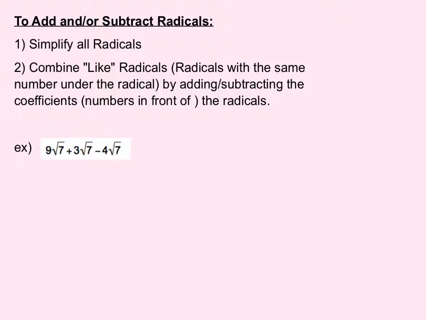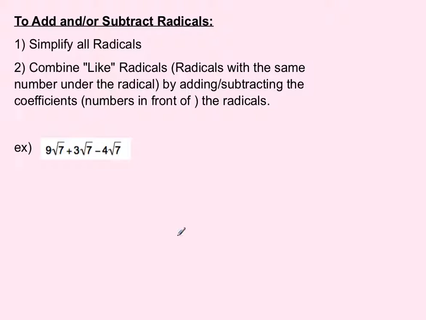So first is adding or subtracting with radicals. In order to add or subtract with radicals, you should do the following two things. One, simplify all the radicals first if they can be simplified. And then two, combine like radicals. Like radicals are radicals that have the same radicand, the same numbers underneath the radical. Once they are like, we keep what makes them like, and then we combine the coefficients.